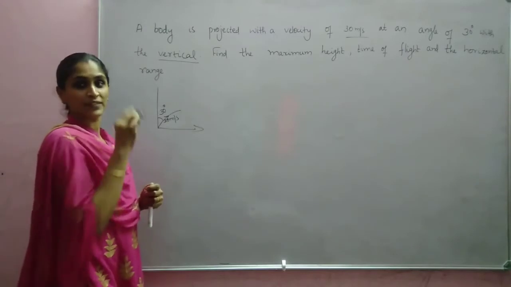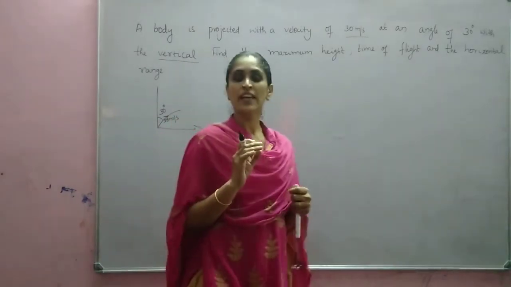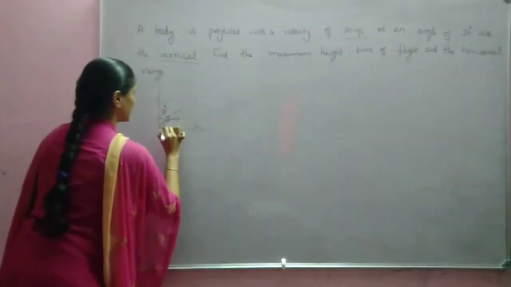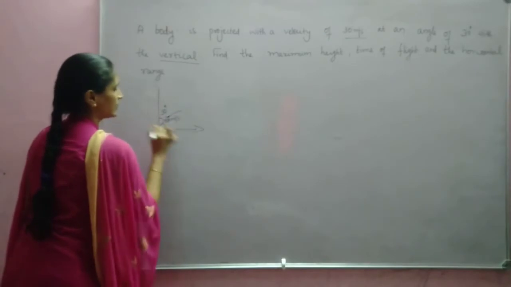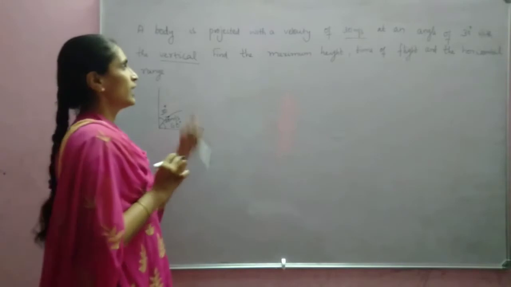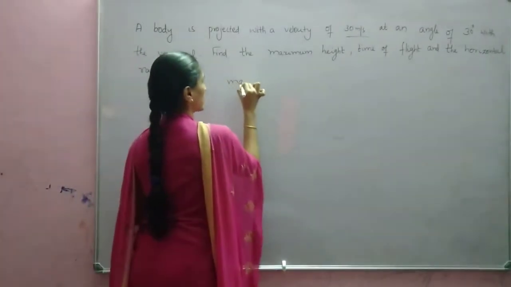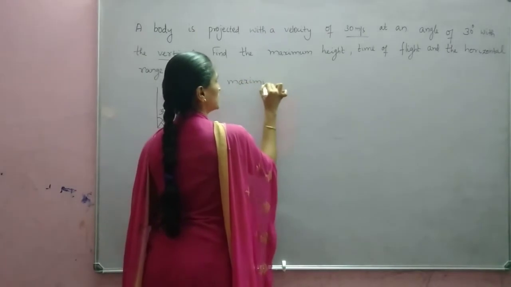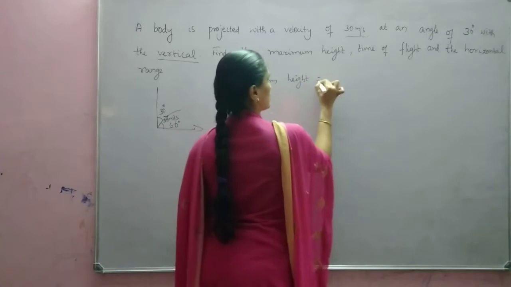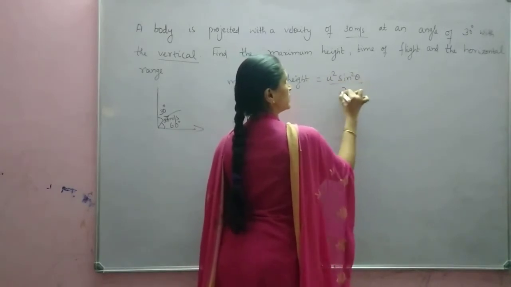So this angle is 30 degree. When we derive the formula of maximum height, time of flight and horizontal distance, we use that angle theta. Here the angle theta we can mention as 90 minus 30, which is equal to 60 degree. Now you know the formula. What is the formula for maximum height? We can write maximum height is equal to u square sin square theta by 2g.